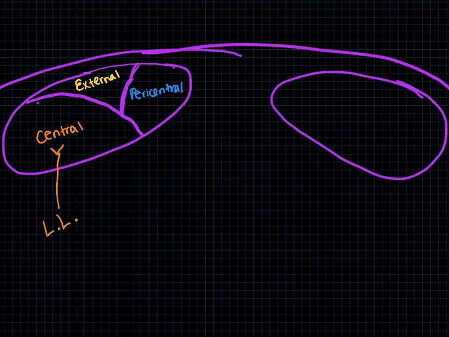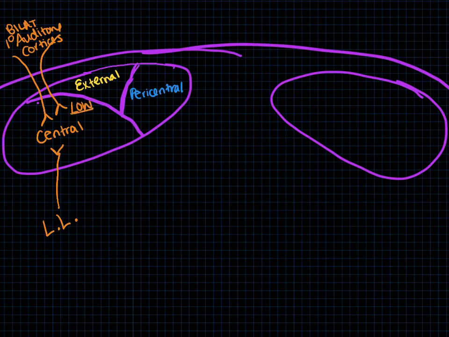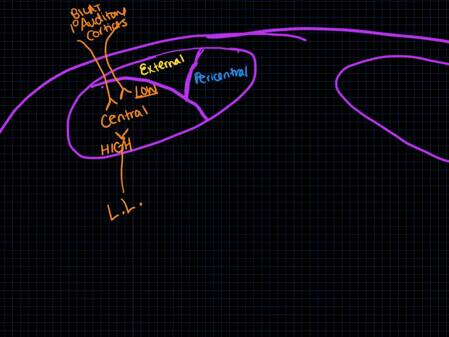It is also going to receive bilateral input from the primary auditory cortices. And in this central nucleus, the low frequencies are going to be represented in the posterior lamellae, whereas high frequencies are going to be represented in the anterior portion. Note that this is backwards from the tonotopic organization of the ventral and dorsal cochlear nuclei. From here, the central nucleus is going to project to the medial geniculate nuclei.